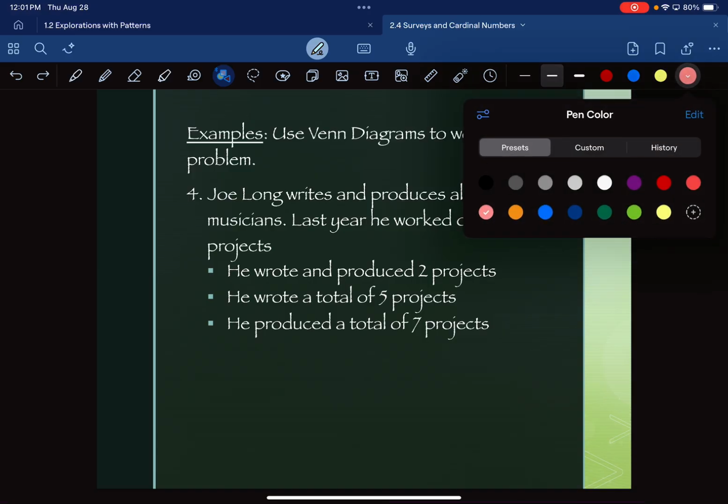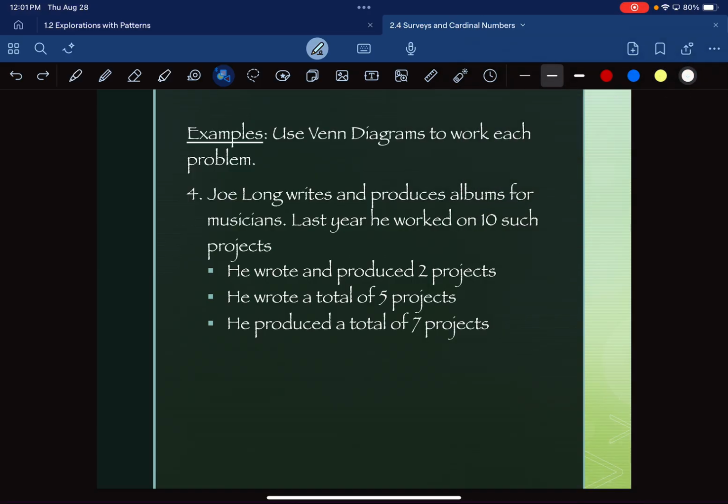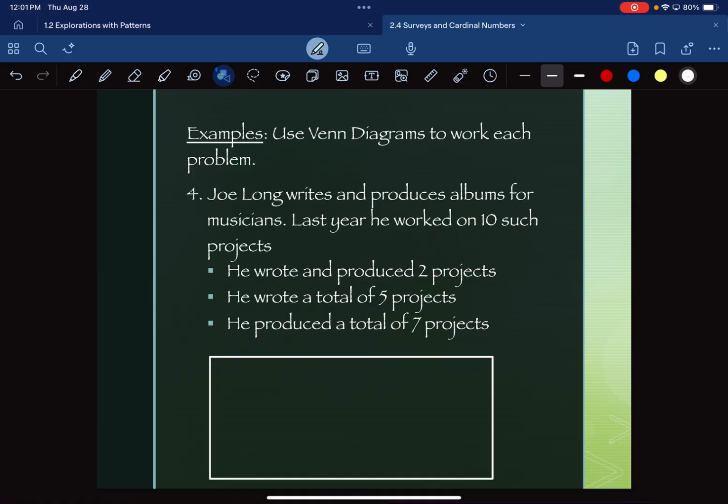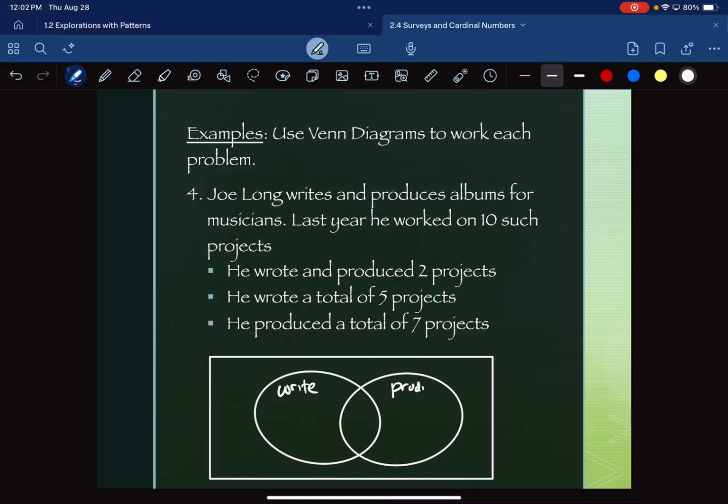Yeah, you look at the way that they're describing things and figure out how many descriptions there are, right? There are 2 descriptions here. What are the descriptions? Writes and produces, yeah. The 2 descriptions are the fact that he writes some of the work and he produces some of the work.